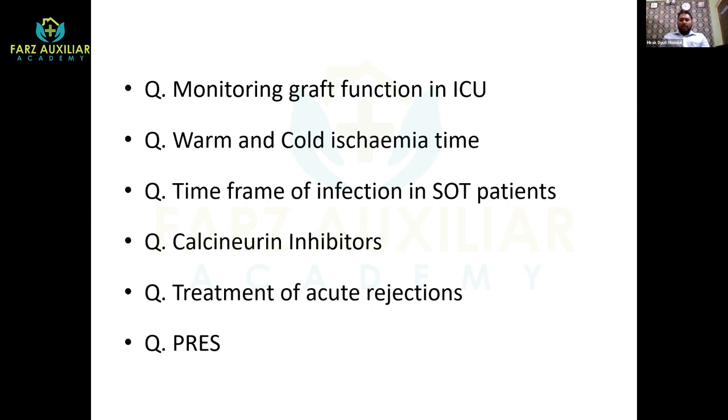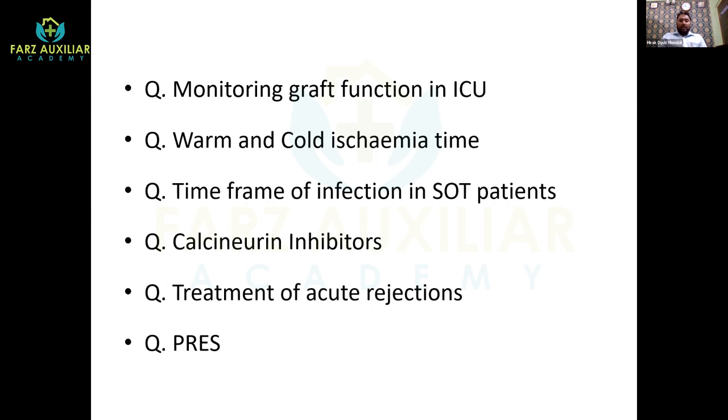So a question may be asked regarding the time frame of infection, what the different types of infection are, what the opportunistic infections are, what humoral immunity is, and what cellular immunity is. These are important. Like in listeria, cellular immunity is important. For encapsulated organisms like Neisseria and pneumococcus, humoral immunity is very important.